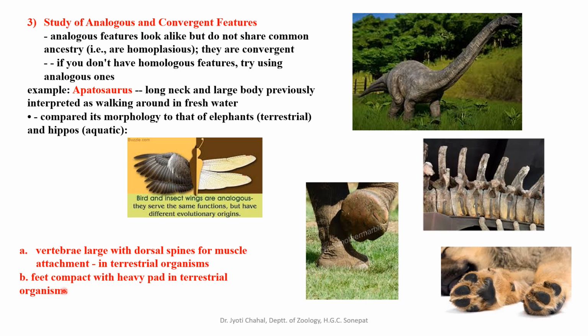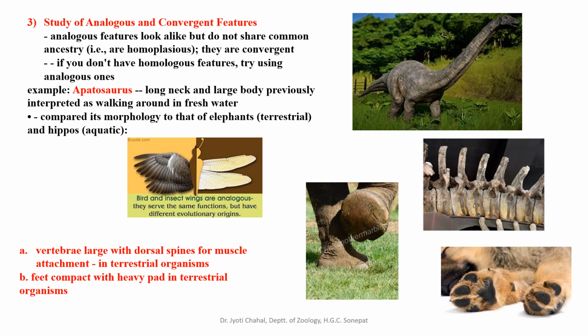And the next is compact feet with heavy pads in the terrestrial organism. You can see these are feet of an elephant, and they are compact in comparison to the size of its body. These are compact, that means having less surface area, and these are having pads so that they can move easily without any discomfort on the land. And here are the feet of a dog. These are also compact, and these are having cushions or pads, so they will also help in comfortable walking on the ground.